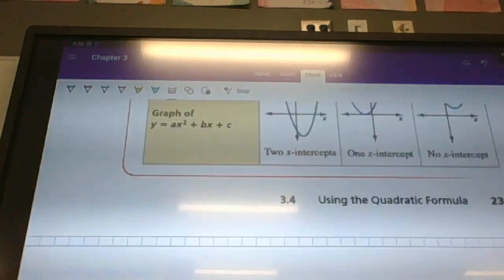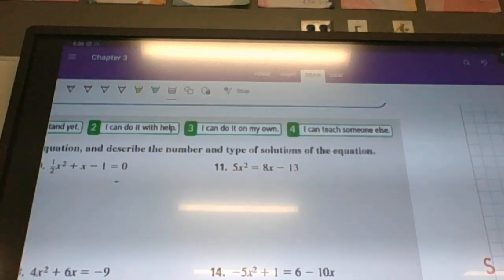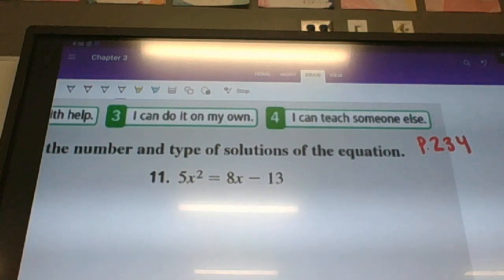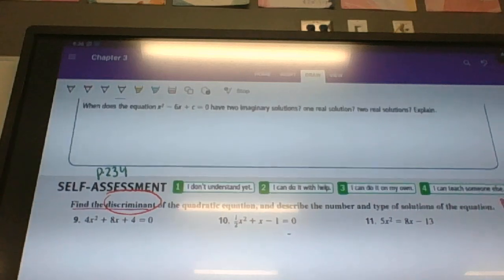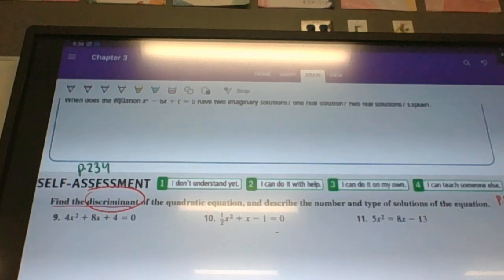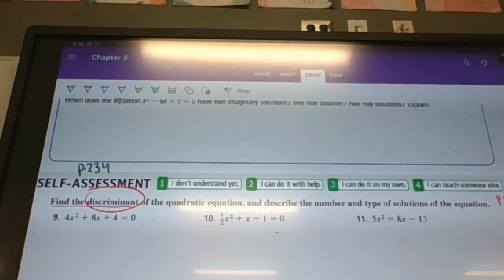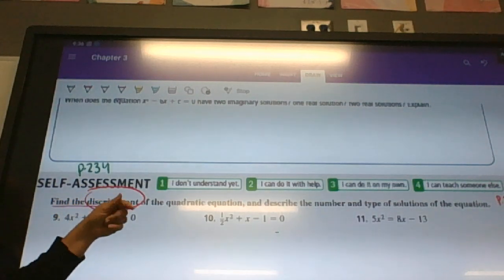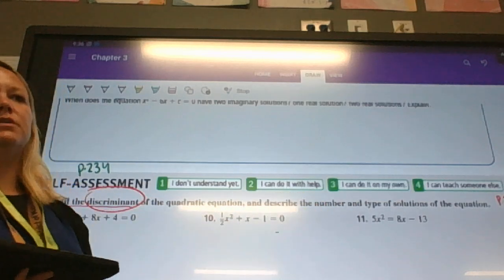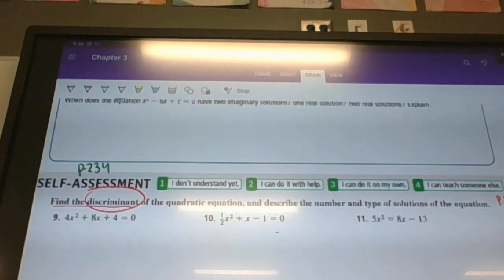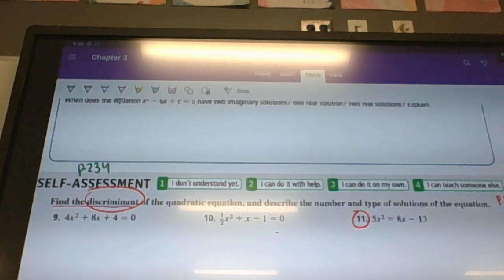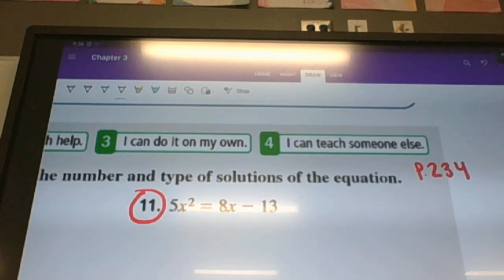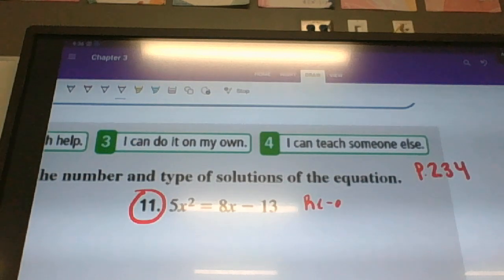So what page is this? 234, number 11. It doesn't say solve. I'm not doing this whole thing. It says find the discriminant only, not the solution, just the discriminant. Describe the number and type of solution. So we're not solving it all together. And we're going to do 11. So right away, I realize that 11 has to be rearranged before I begin.